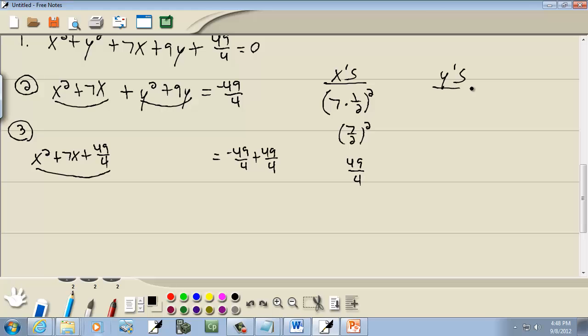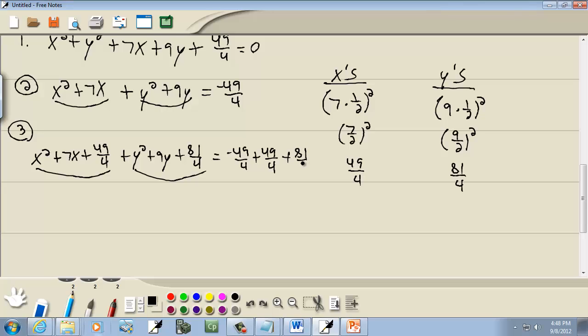Well, let's also complete the square in the y's. We'll take our number for our y, which is 9. Take it times a half and square it. 9 times a half is 9 halves. And 9 halves squared gives us 81 over 4. And we want to add that to both sides. So we got y squared plus 9y plus 81 over 4. And add 81 over 4 over here.